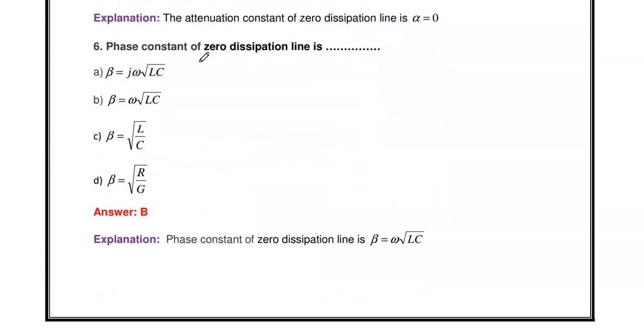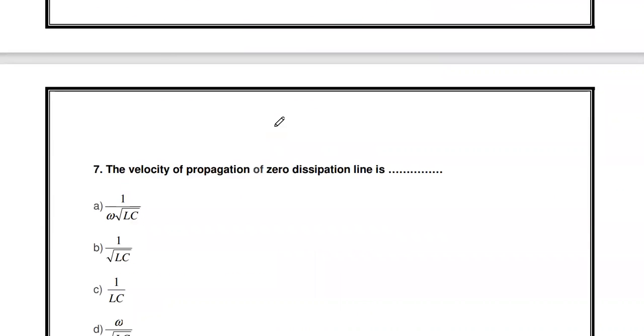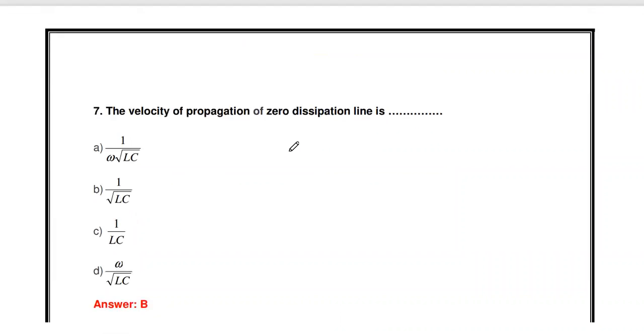Then what is the phase constant of zero dissipation line? The phase constant of the zero dissipation line is beta equal to omega into square root of LC. Beta equal to omega root of LC is the phase constant. These are all the different parameters for the dissipationless line.